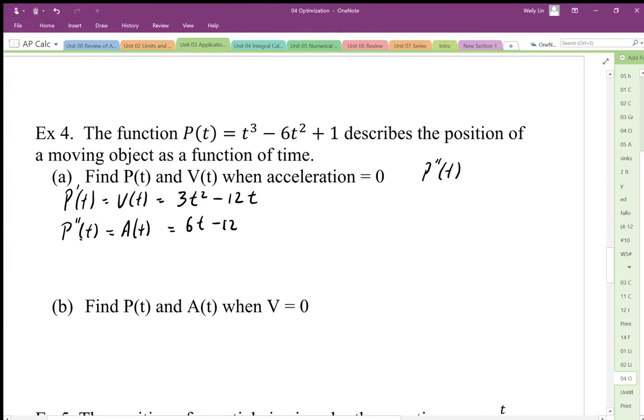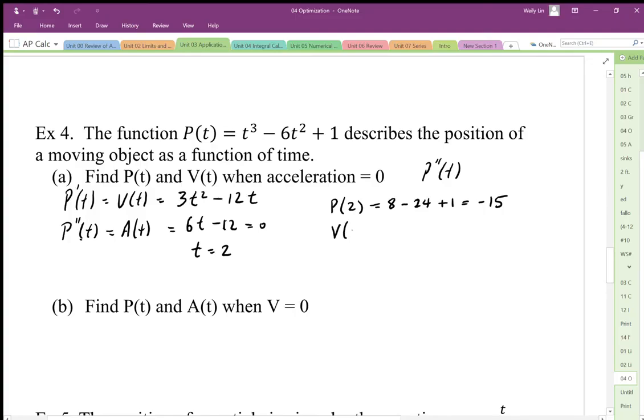We want to know when the acceleration is equal to 0, so we solve this equation and end up with t equal to 2 seconds. So when acceleration is 0, the time is 2. The position at time equal to 2: when I plug it in, I end up with 8 minus 24 plus 1. That gives me a position of negative 15.